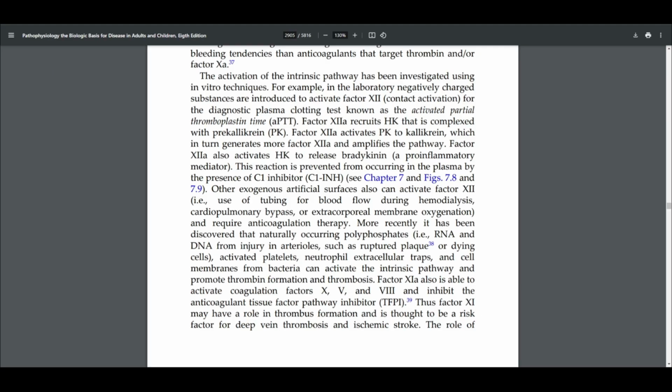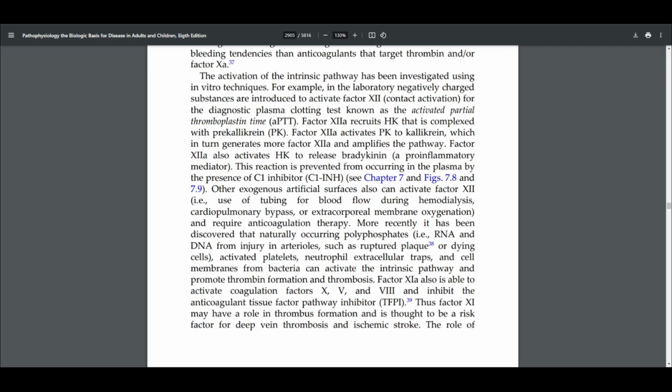Factor 12a recruits HK that is complexed with prekallikrein. Factor 12a activates PK to kallikrein, which in turn generates more factor 12a and amplifies the pathway. Factor 12a also activates HK to release bradykinin, a pro-inflammatory mediator. This reaction is prevented in the plasma by the presence of the C1 inhibitor. Other exogenous artificial surfaces also can activate factor 12 and require anticoagulation therapy.